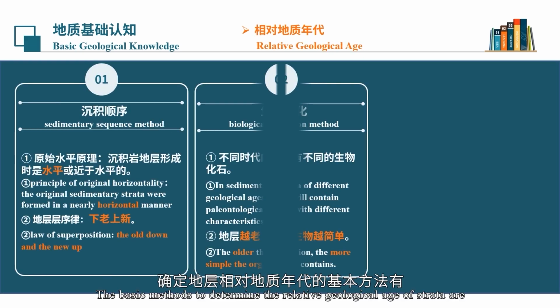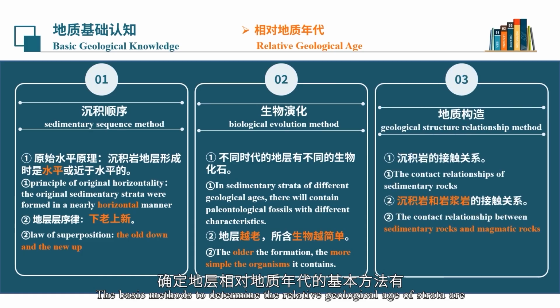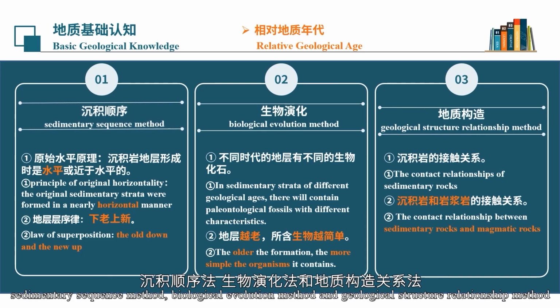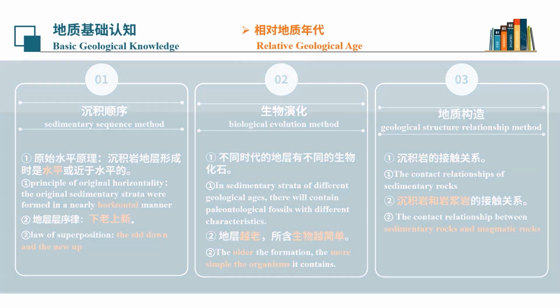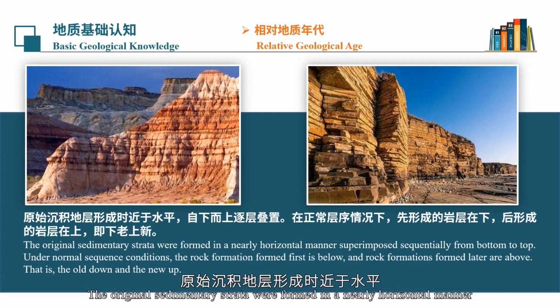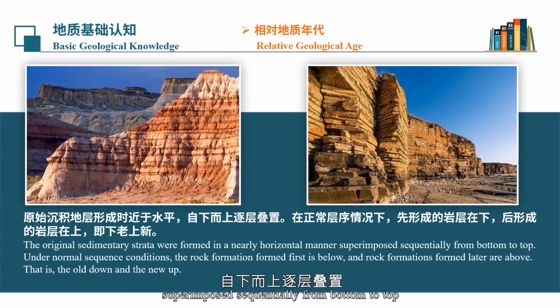The basic methods to determine the relative geological age of strata are the sedimentary sequence method, the biological evolution method, and the geological structure relationship method. Let's first look at the sedimentary sequence method. The original sedimentary strata were formed in a nearly horizontal manner, superimposed sequentially from bottom to top. Under normal sequence conditions, the rock formation formed first is below, and rock formations formed later are above the preceding one. That is, the old down and the new up.